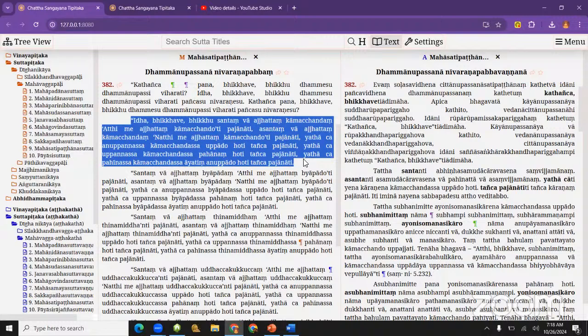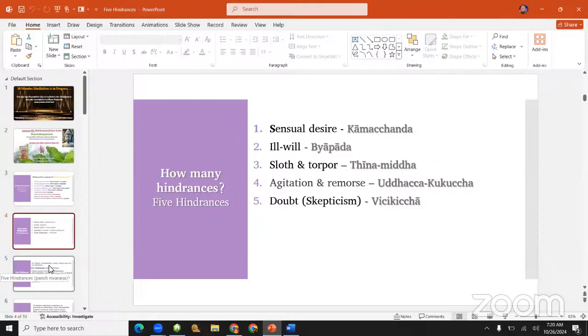And then Buddha moved to the fifth one, yathacha pahinassa kāmachandassa ayating anuppado hoti tancha pajanati. The fifth thing is, he understands how that sensual desire that has now been eradicated will in future no longer arise in him. So, five things. I will tell again. What are the five things?